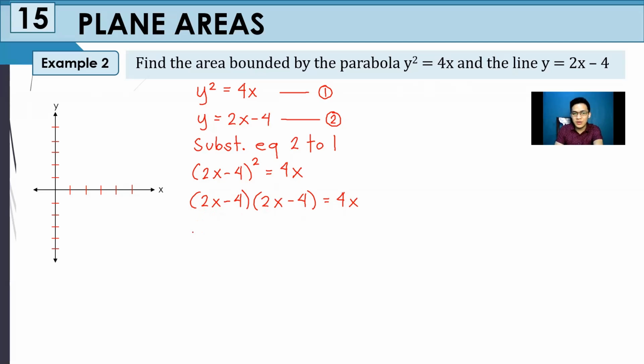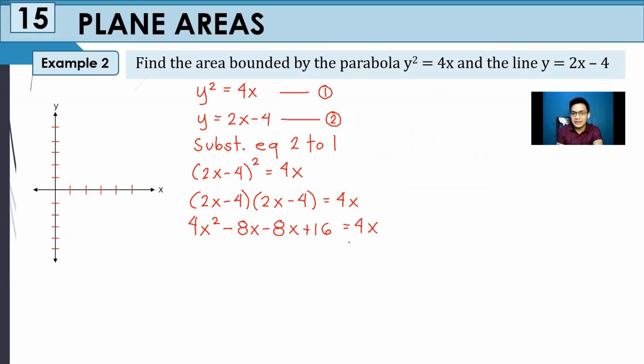So 2x times 2x, that is obviously 4x squared. Lagyan natin 4x squared. And then next thing is outer. 2x multiplied by negative 4, magiging negative 8x. Tama ba, class? Then another negative 8x. And then the last one is negative 4 multiplied by negative 4, that is positive 16.